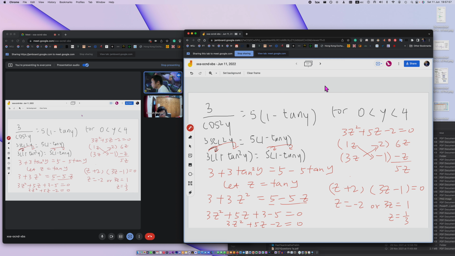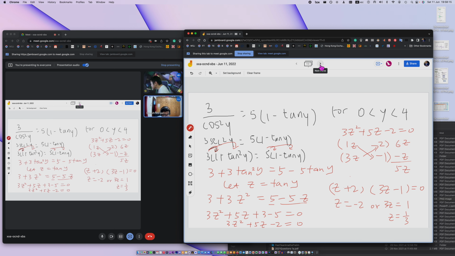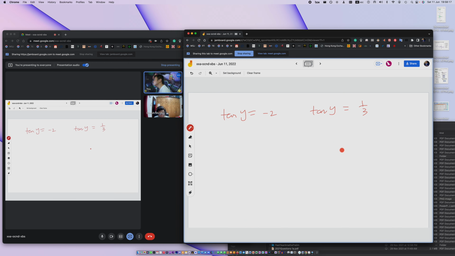So I will go to slide 2. With z equals to minus 2, z equals to 1/3 tangent y. Okay, good. So tangent y is equal to minus 2, and tangent y is equal to 1/3, right? Yeah, 1/3. Let me just double check. Minus 2 and 1/3. Yes, good.